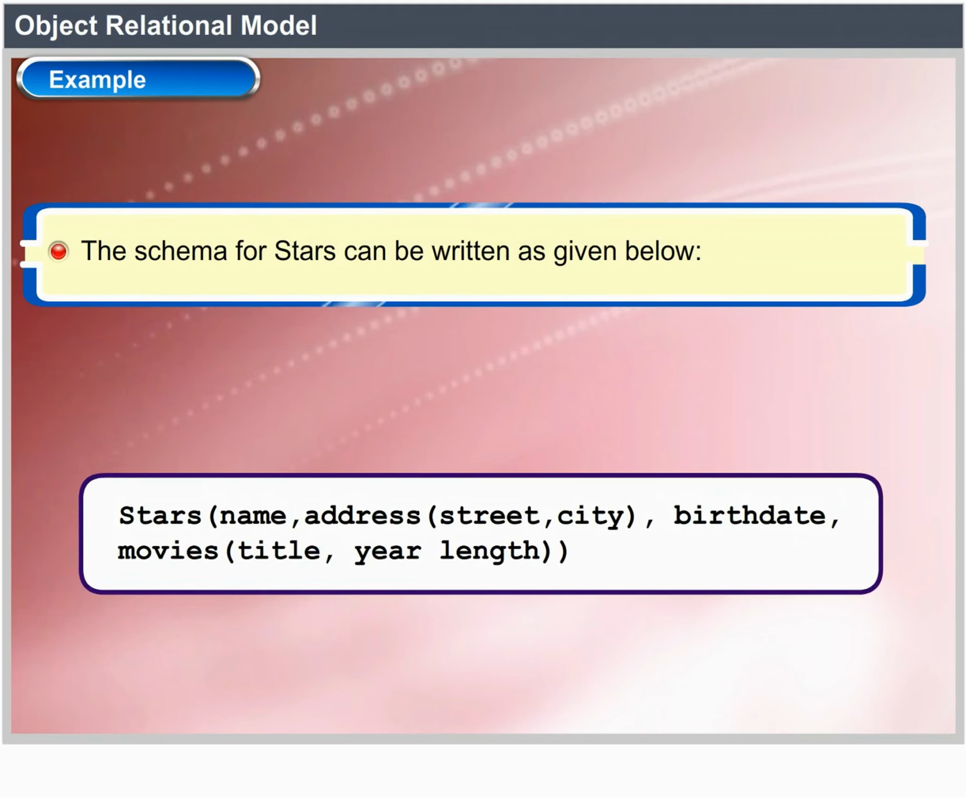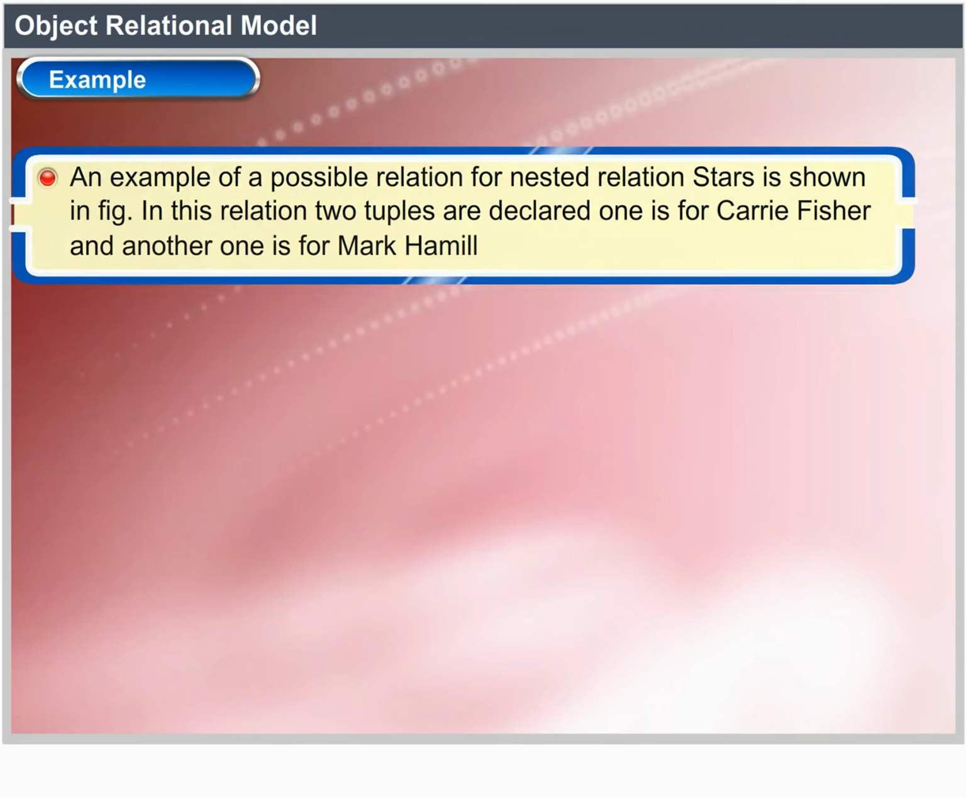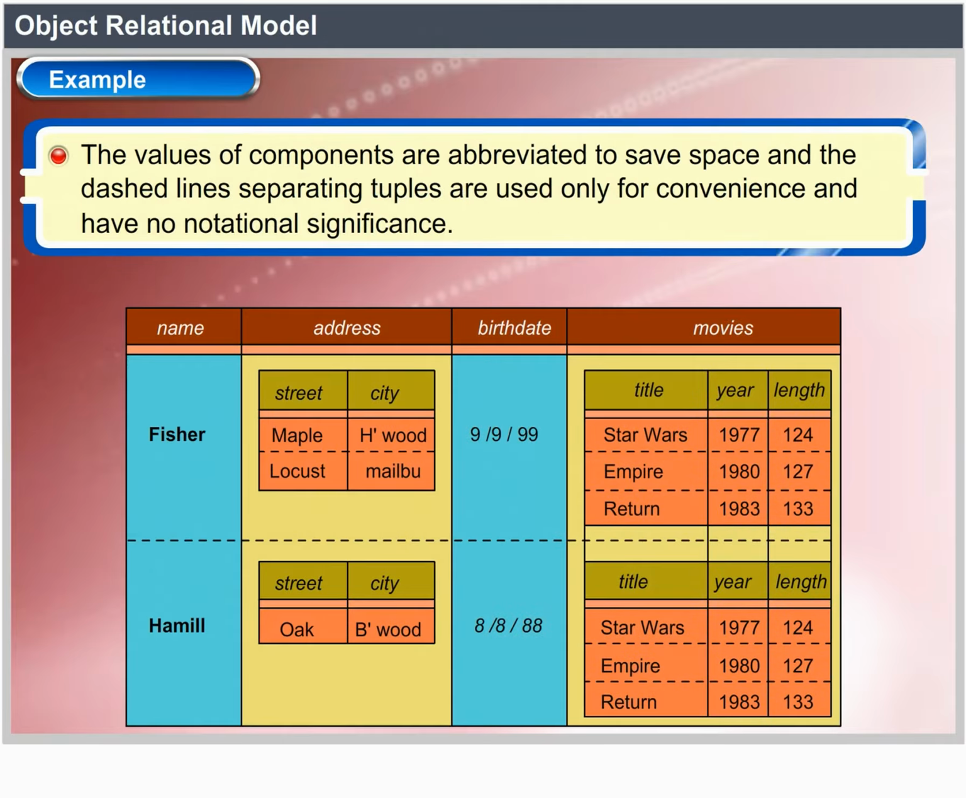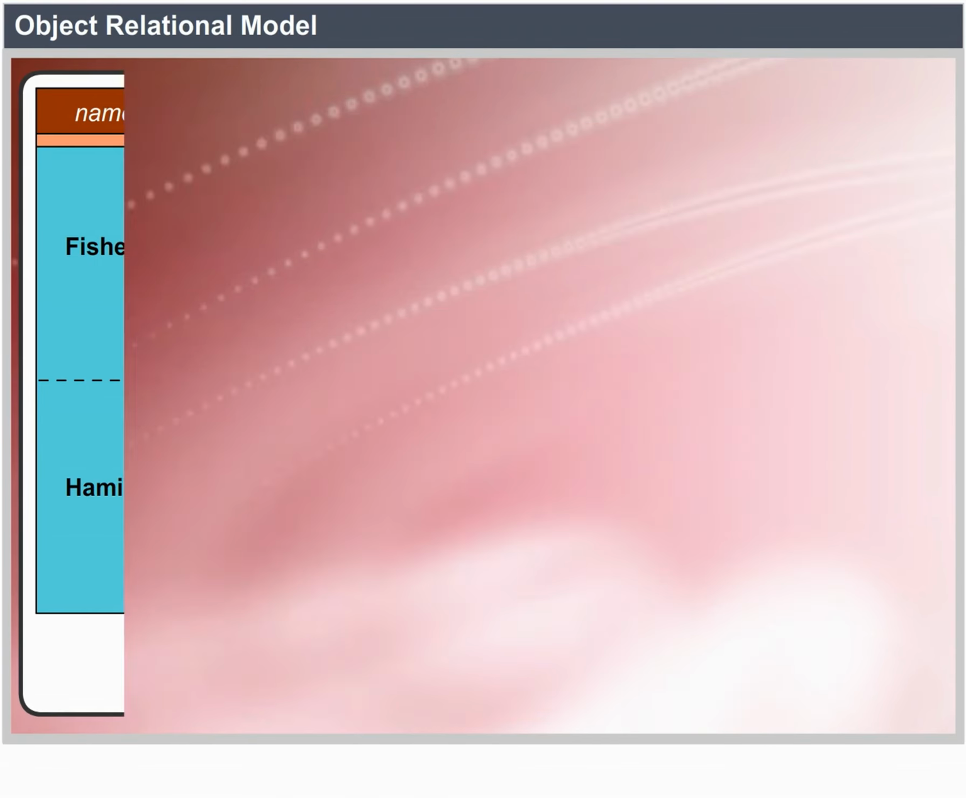An example of a possible relation for nested relation stars: we see in the relation two tuples, one for Carrie Fisher and one for Mark Hamill. The values of components are abbreviated to conserve space, and the dashed lines separating tuples are only for convenience and have no notational significance. A nested relation for stars and their movies.